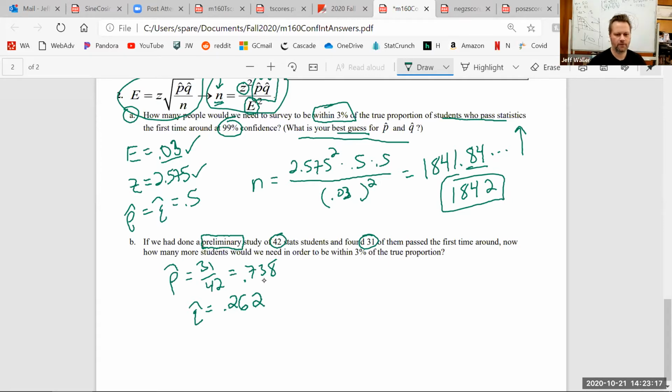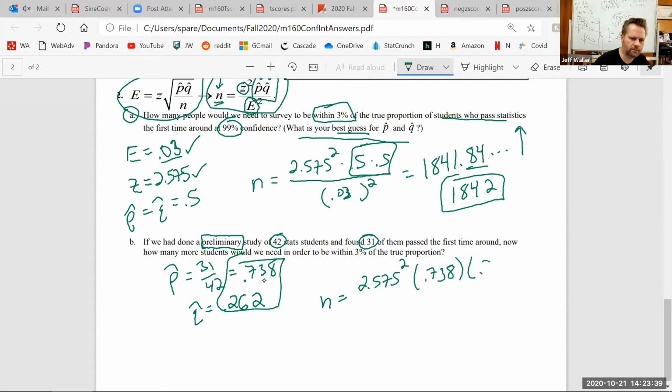Cool. Thank you. So the only difference in the formula now is instead of assuming they were 50-50, I can actually put in what they are, what I found from my preliminary study. So if I put those in, 2.575, I still want to be 99% confident. But now I do times 0.738 times 0.262. I don't do 50-50. Divided by, I still want to be within 3%. Let's see what we get this time.